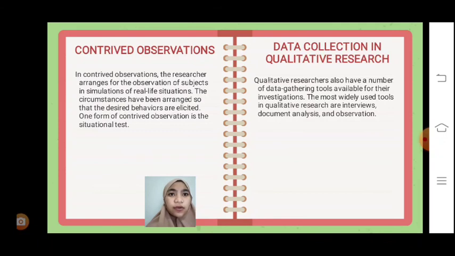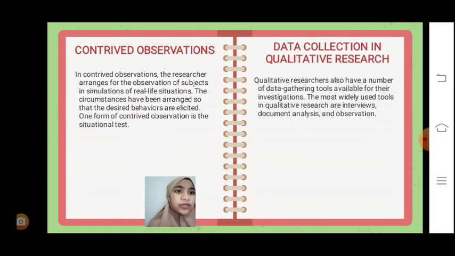The next, contrived observation. In contrived observation, the results are from the observation of subjects in simulations of real-life situations. The circumstances have been arranged so that the desired behaviors are elicited. One form of contrived observation is the situation test.